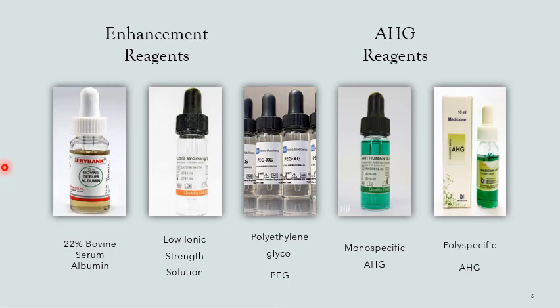So there are two kinds of AHG reagent. First is the monospecific AHG reagent. This reagent contains only one antibody specificity. So it's either an anti-IgG or antibodies to complement components like C3, C4, C3b, or C3d.